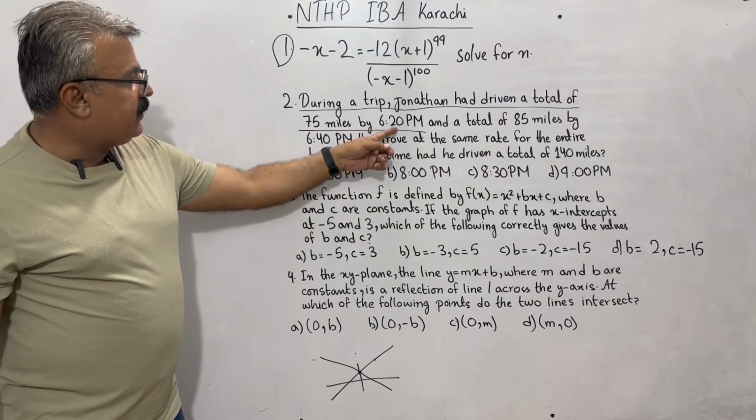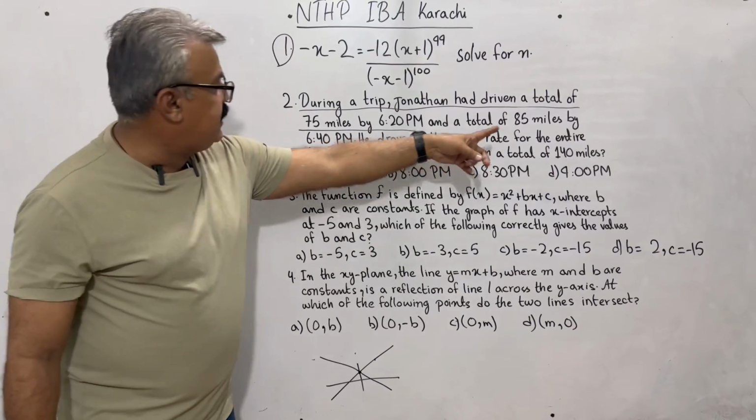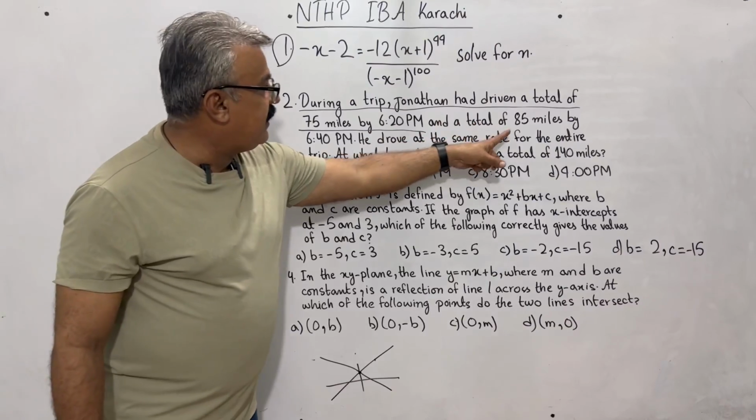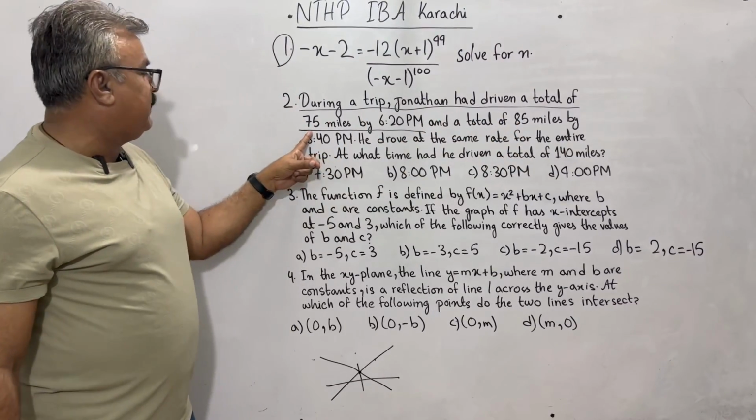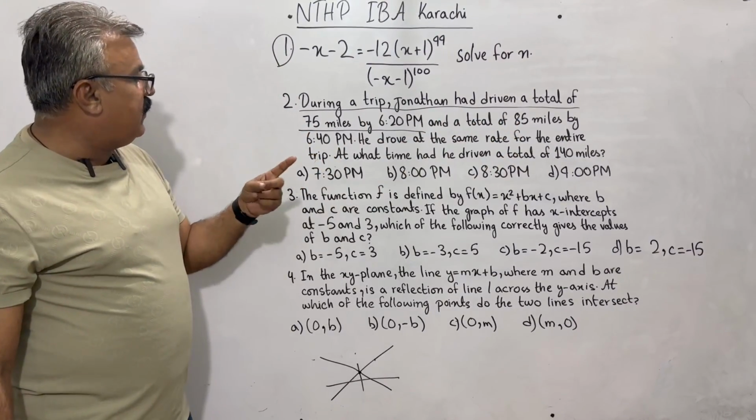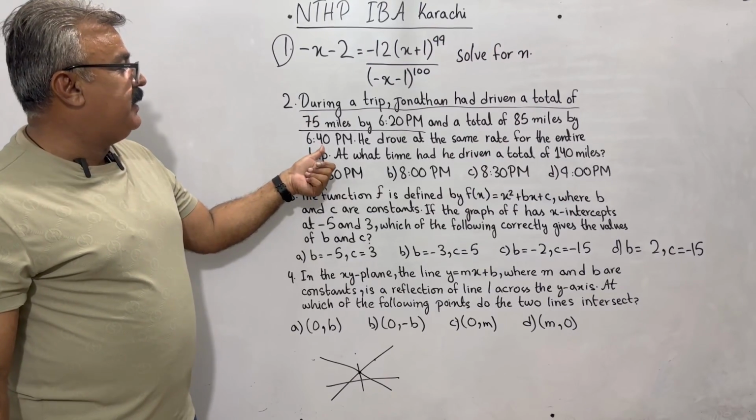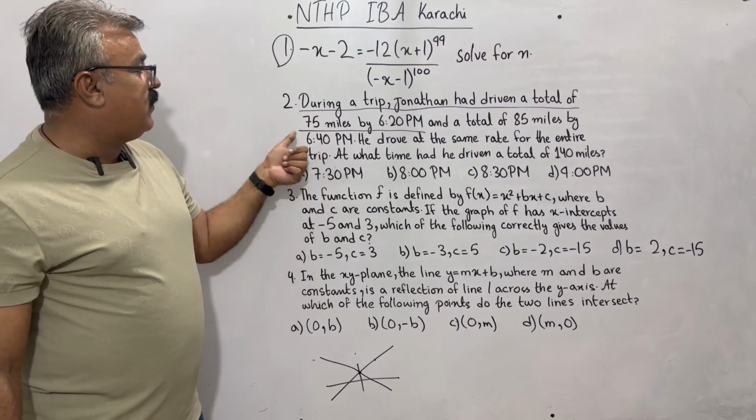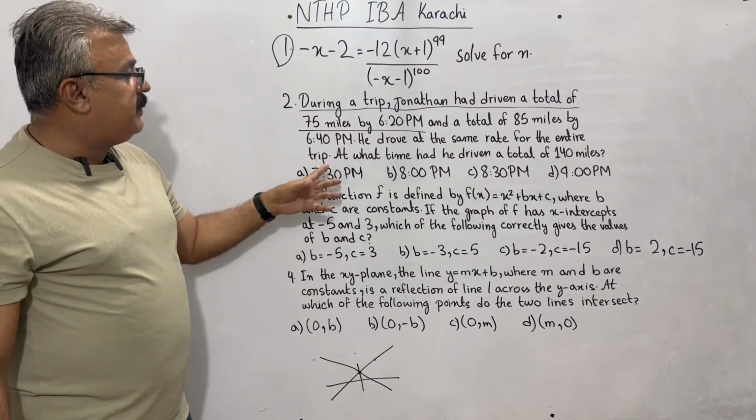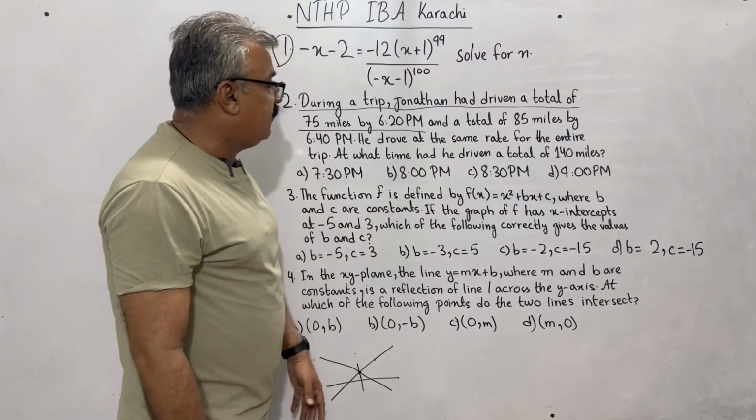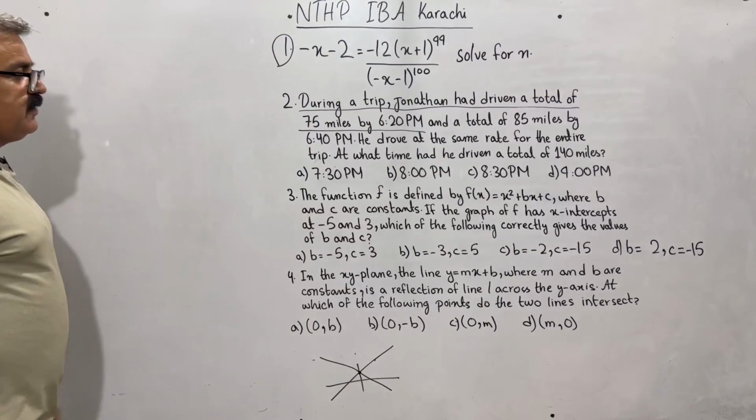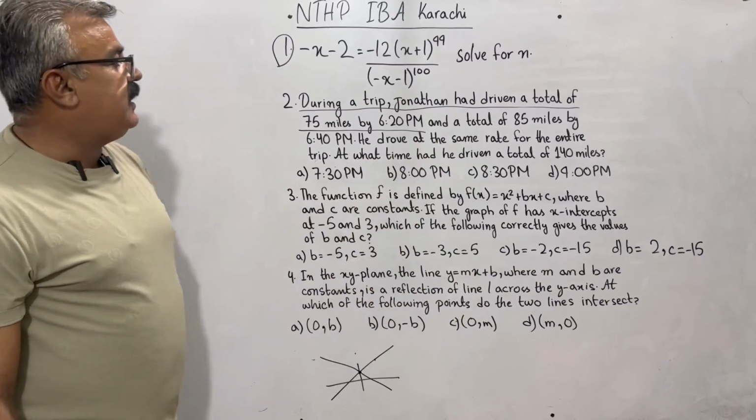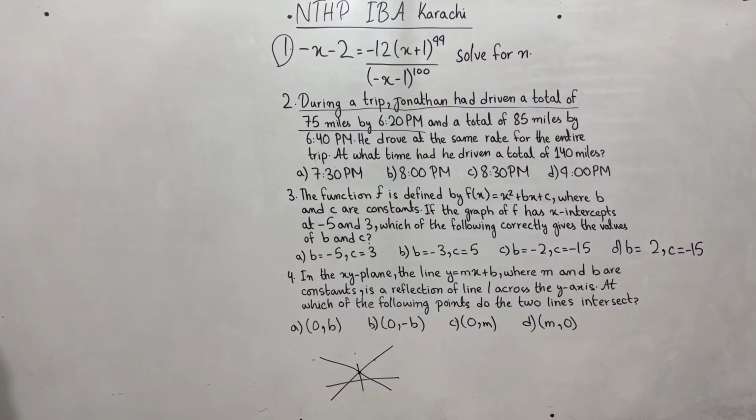75 miles by 20 past 6 and 85 miles by 6:40. Then we are in a position: he traveled 10 miles. The difference of 85 and 75 is 10. He drove 10 miles in 20 minutes. The difference between 20 past 6 and 40 past 6 is 20 minutes. In 20 minutes, he drove 10 miles. Now we are in a position to find the rate, then apply it to the rest of the problem, and then find the total time.